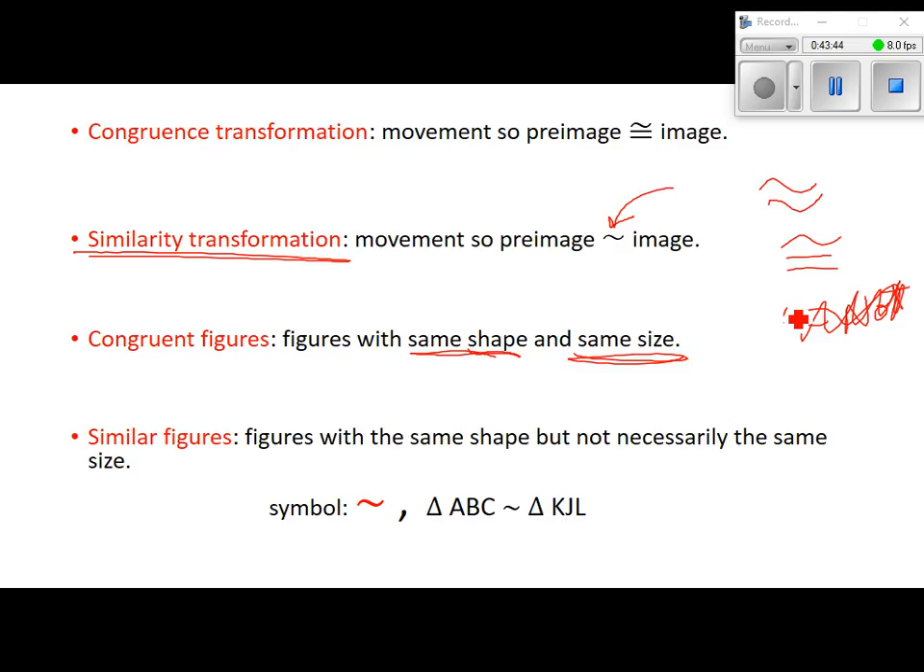So same shape, same size if they're congruent figures. Same shape, maybe, but not necessarily the same size if they're similar figures. They could be different sizes.